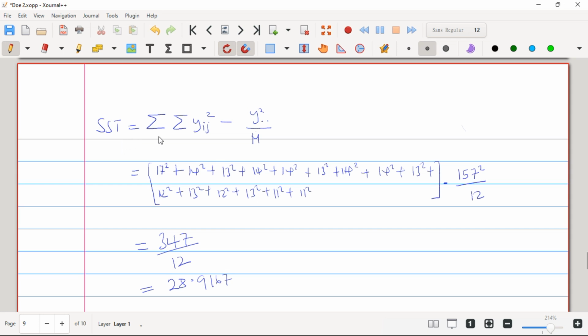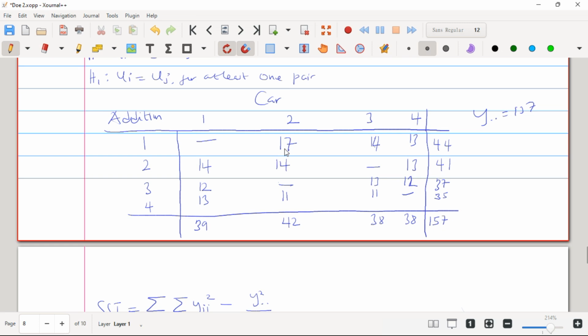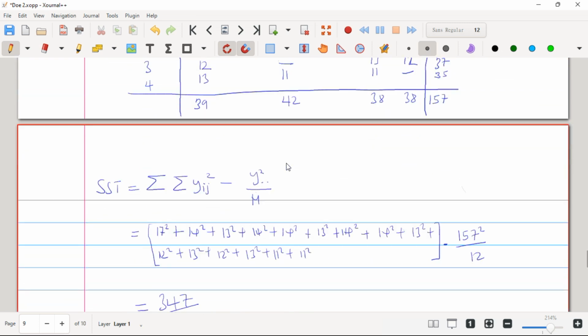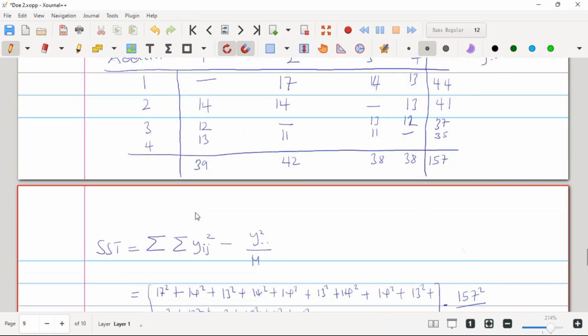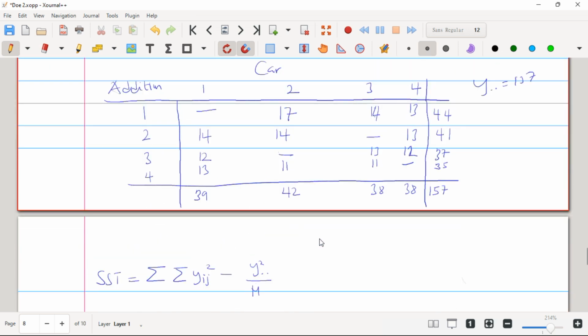So the sum of square total is shown in the formula above. In our last video, I touched on that, so if you haven't watched, go and watch. This is the formula that we have. The Yij square is just taking the individual observation values and squaring them. Once you are squaring, then you add. Here we have 17 square plus 14 square plus 13 square plus 14 square plus 14 square plus 13 square plus 12 square and the rest, right?